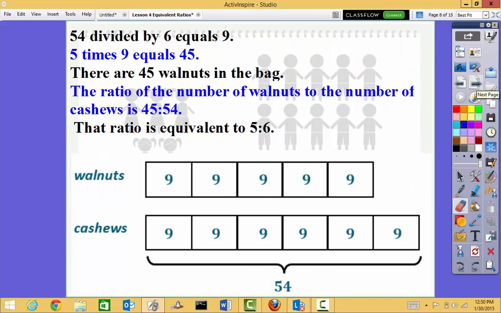Here's our next problem. 54 divided by 6 equals 9. This is what we just did. 5 times 9 equals 45, so there were 45. Here's that picture all nice and neat. And remember, this would be 1, 2, 3, 4, 5 for 45 walnuts. So our ratios are equivalent.